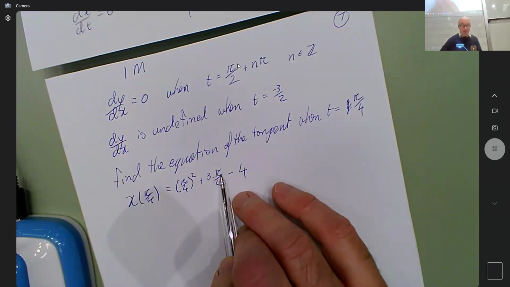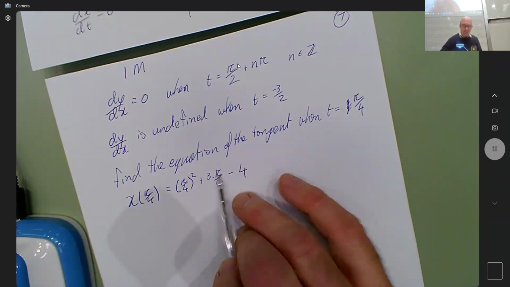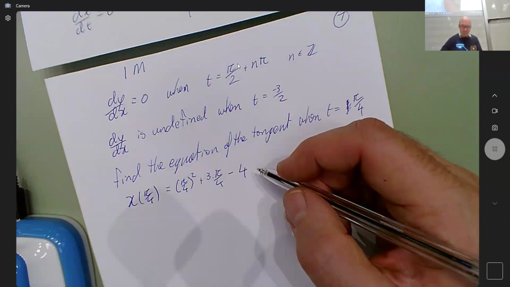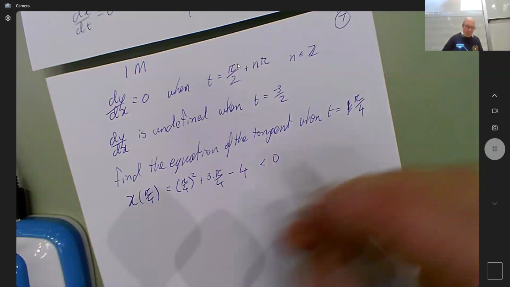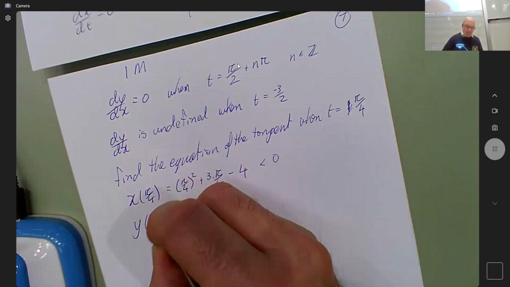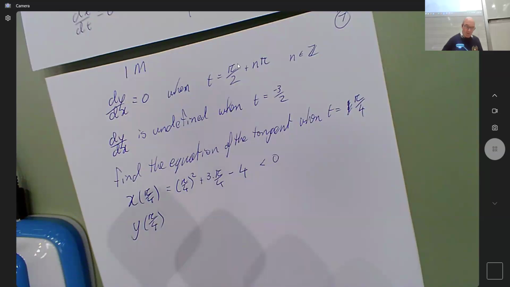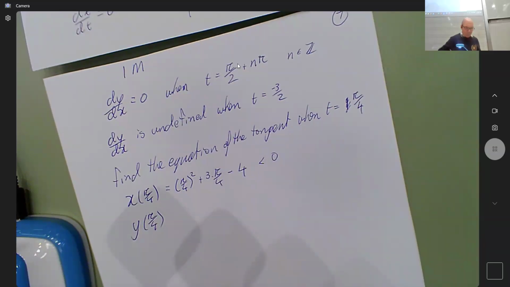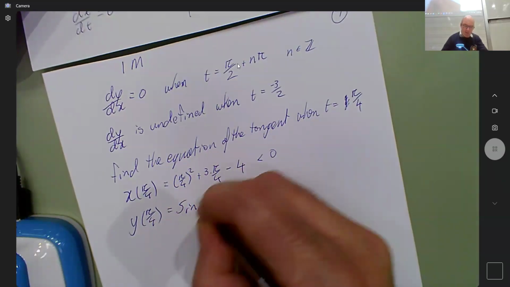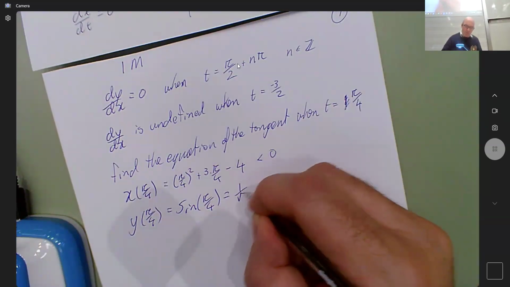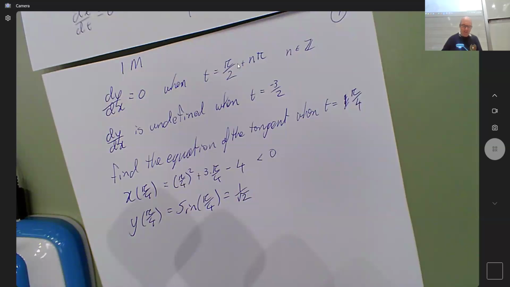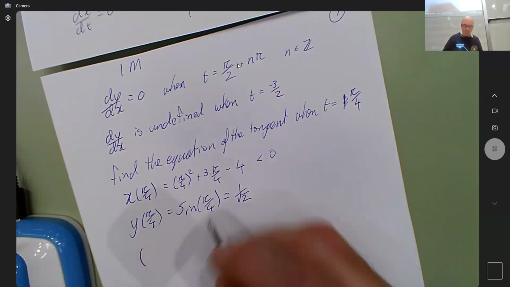This number is less than 1, and this number is about 2, 2.5. So this number is slightly negative, less than 0. Horrible number. Why pi on 4? And y, which is equal to sine of pi on 4, is going to be equal to 1 on root 2. I prefer to use 1 on root 2 for that. This is the point that it goes through.